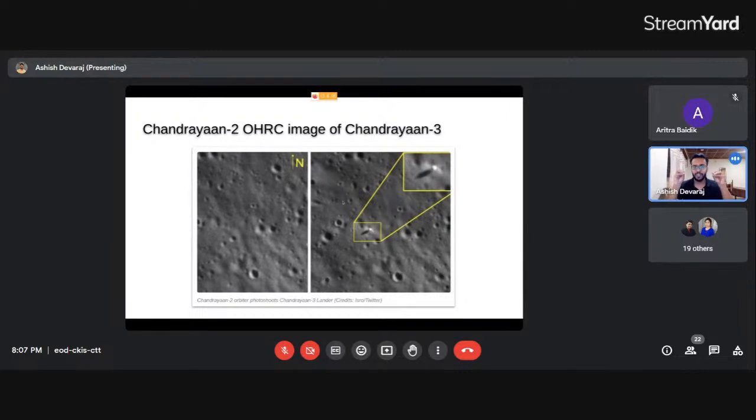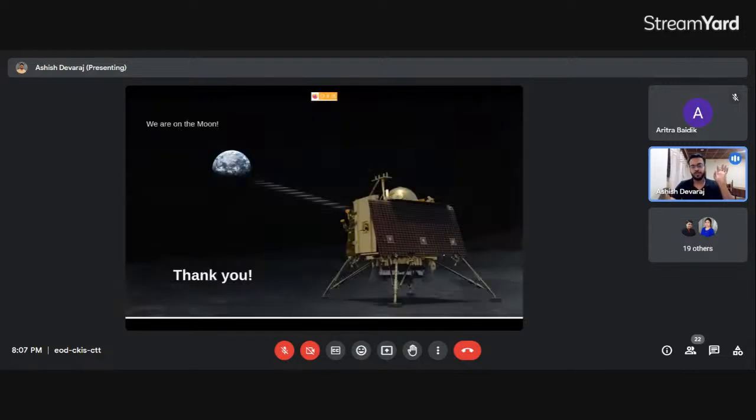So we can identify objects of that dimension using the high resolution camera on Chandrayaan 2, which is one of the highest resolution cameras ever sent to the Moon. It is still active, and this was one of the figures taken of the landing site, and you can spot the lander there using the OHRC images. So with that, I would like to stop the talk, sir, and thank you all for listening.